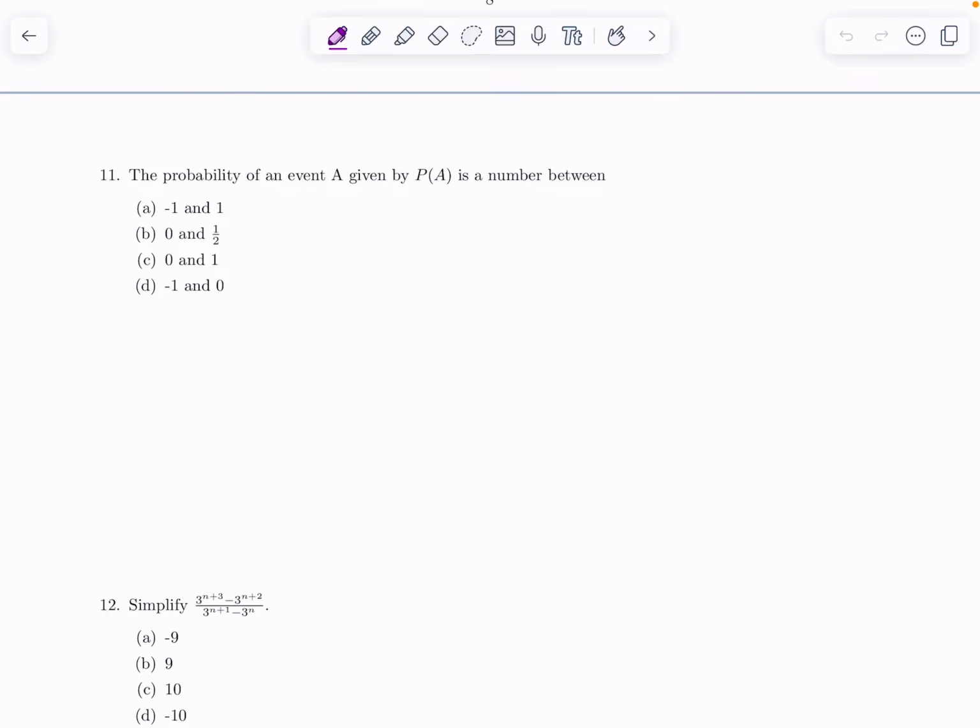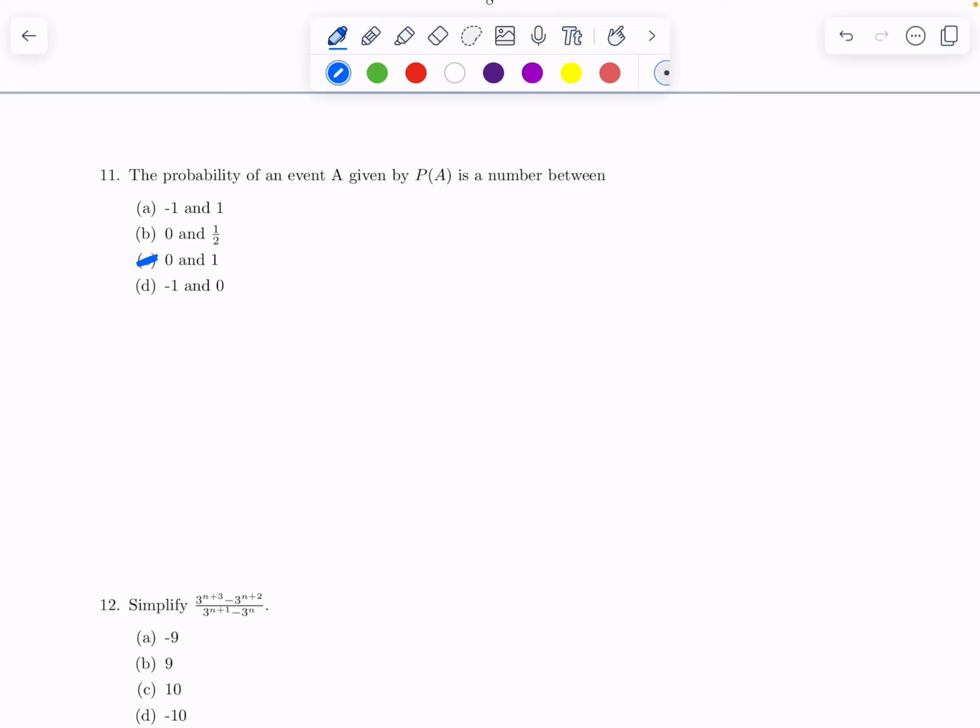Now let's look at problem 11. Problem 11. The probability of an event A is given by P of A is a number between... Now, there are three basic axioms of probability, and one of them is that the probability of an event is between 0 and 1. So, the answer here is just C.